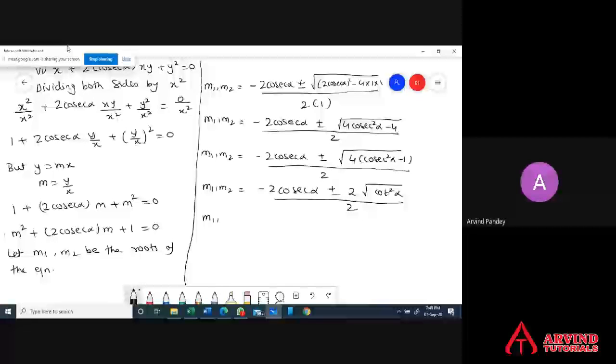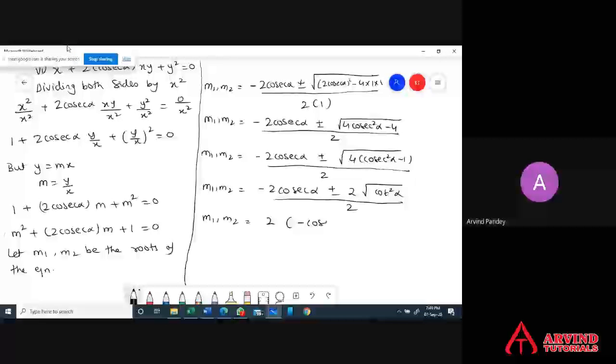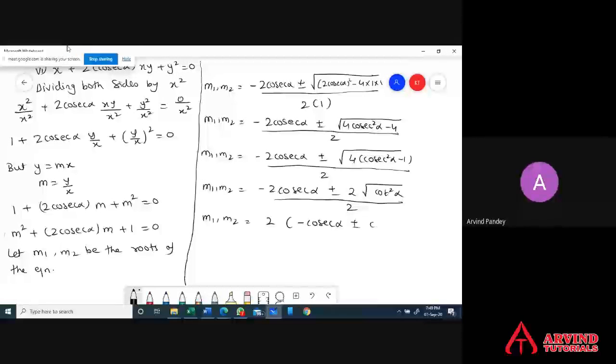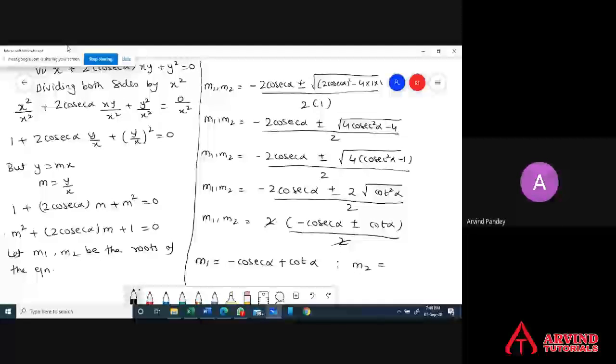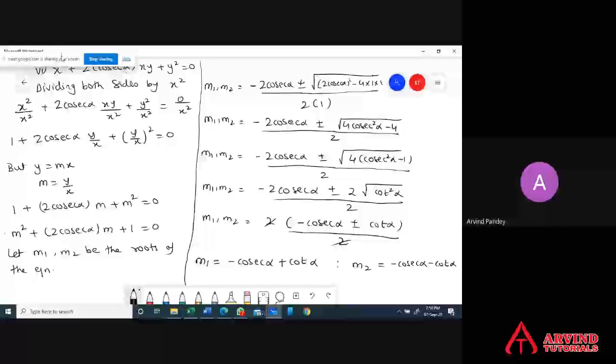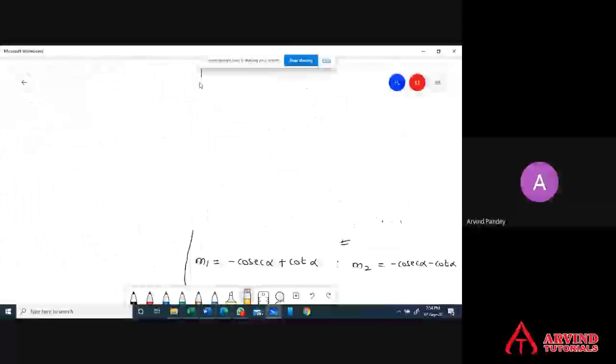So your m1, m2, you take this 2 common, so you're left with minus cosec alpha plus minus cot alpha upon 2. These two terms will be cancelled. So your m1 is minus cosec alpha plus cot alpha and your m2 is minus cosec alpha minus cot alpha. Okay, copy this much. See, indirectly we have got the slopes.